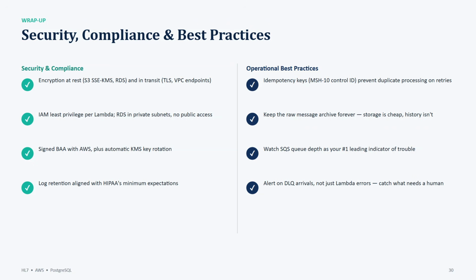So before this ever touches a real hospital, run through the checklist. On the security side, encrypt everything at rest and in transit. Give each Lambda the bare minimum IAM permissions. Keep RDS in a private subnet and make sure there is a signed BAA with AWS. That's the legal backbone for handling PHI in the cloud. Operationally, always design around an idempotency key. Keep your raw archive forever and watch SQS queue depth. It's usually the first sign of trouble, long before Lambda errors start piling up.